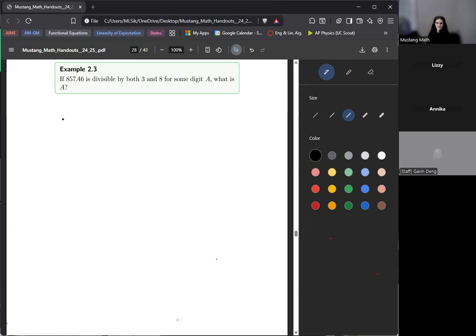Anyway, if 857A6 is divisible by both 3 and 8 for some digit A, what is A? So you can absolutely solve this using long division. Wow, you guys are really fast at solving these. Was this one also an MMT or something?